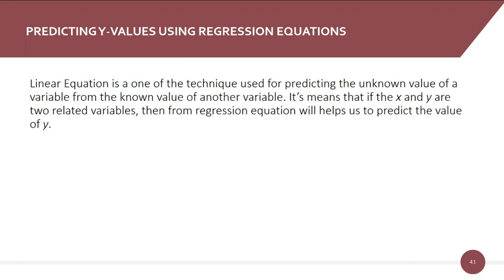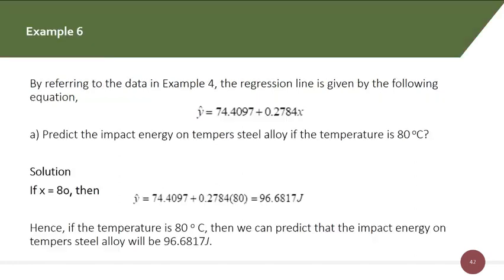Other than that, we can use a regression equation to predict the Y value. The linear equation is one of the techniques used for predicting the unknown value of a variable from the known value of another variable. It means that if x and y are two related variables, then the regression equation will help us predict the value of y.